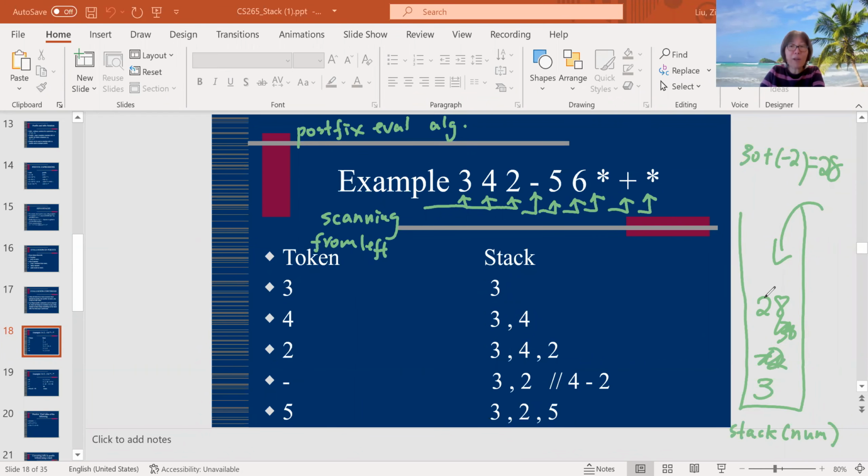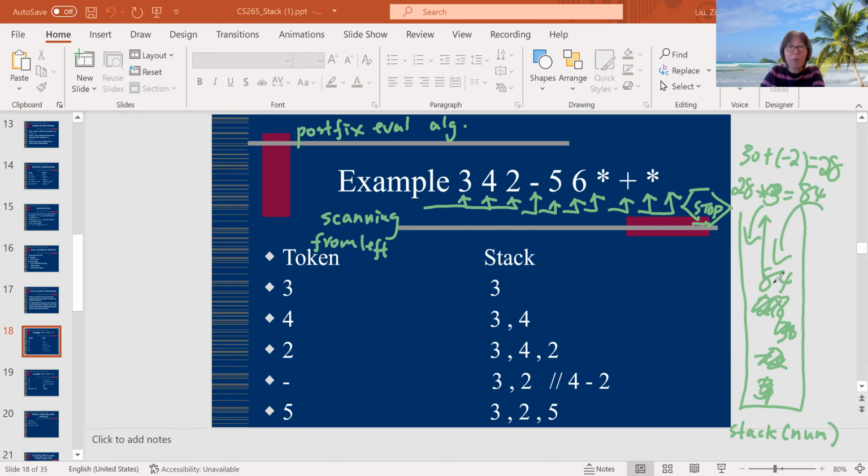So if it's an operator, you need to pop them out. Okay, so 28 and then 3 times 3. So we have 84. Is it? And then you push this 84 back. And then you continue the scan. Now you reach the end of the line. So basically, that means we need to stop.